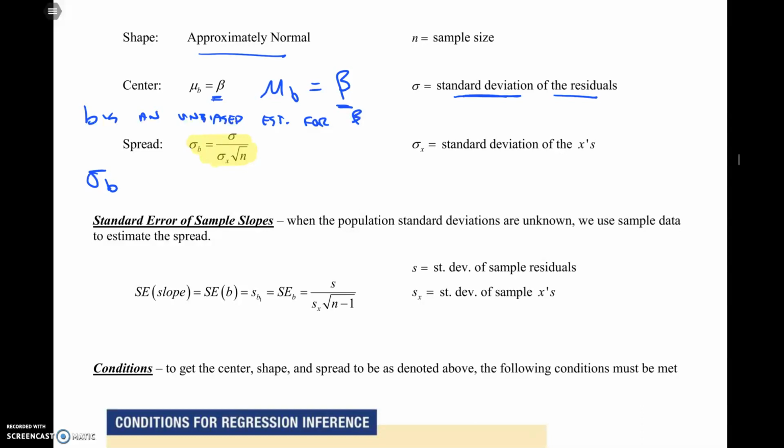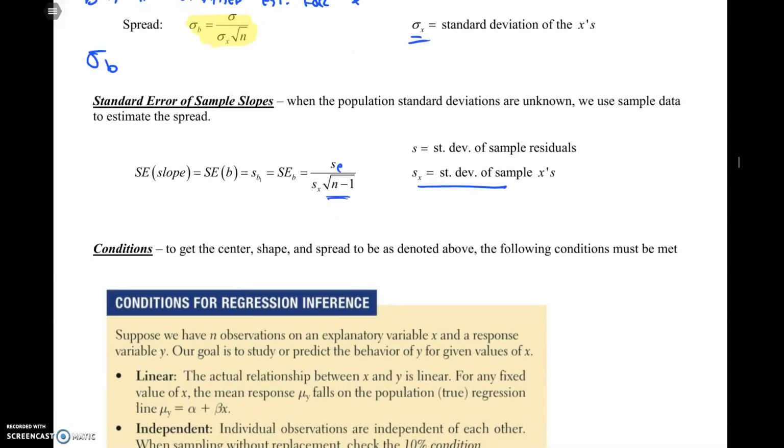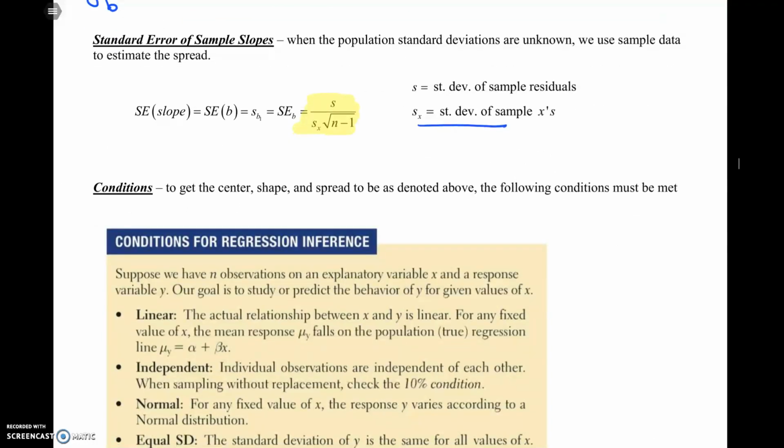Standard error of the sample slopes. When we don't have census data, we obviously don't know these population parameters, so we're going to use sample estimates. We'll use s sub e, which is the standard deviation of our residuals, the sample standard deviation of x, and we are going to multiply by the square root of n minus 1. Some kind of degrees of freedom argument there. So this is really the formula we're going to use. However, it is also not on your formula sheet, and therefore not something you necessarily need to know.